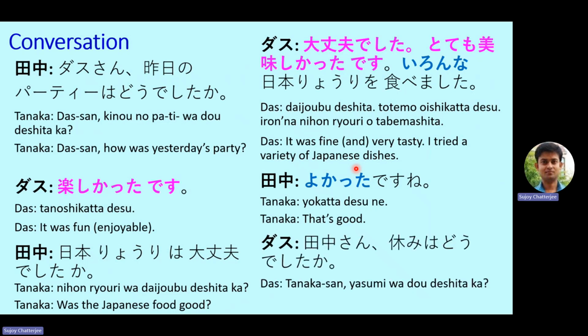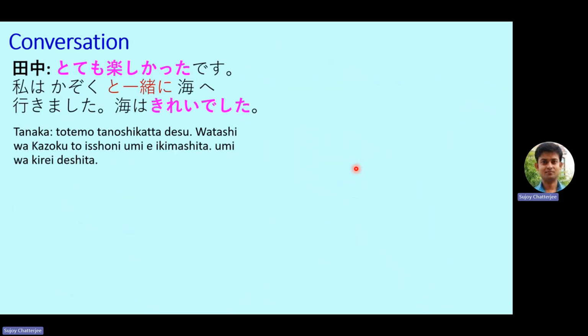Now, Das-san asks Tanaka-san a question. Yasumi wa do deshita ka? So now, in the first place, Tanaka-san inquired about the party to Das-san, and now Das-san is asking him another question: how was your vacation? How was your holiday? Tanaka-san, Yasumi wa do deshita ka? How was your holiday? So Tanaka-san says, Totemo tanoshikatta desu.